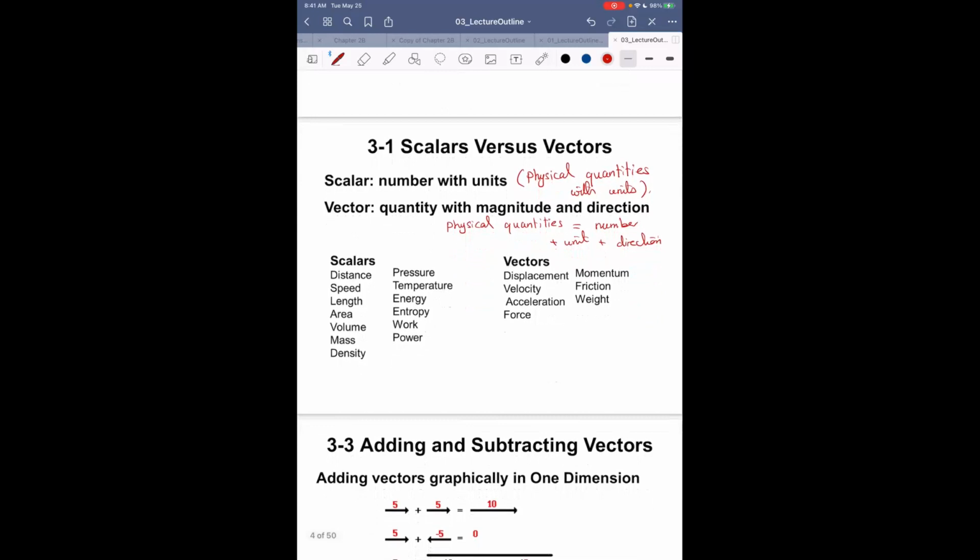Examples of scalars: distance, speed, length, area, volume, mass, density, pressure, temperature, entropy, work, power. We're going to talk about so many in this chapter, in this course. For vectors, we have displacement, velocity, acceleration, force, torque, momentum, friction, weight. There are so many vectors that we are going to learn.